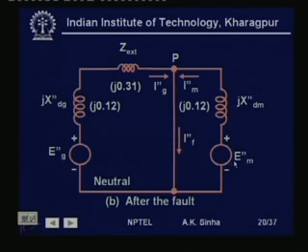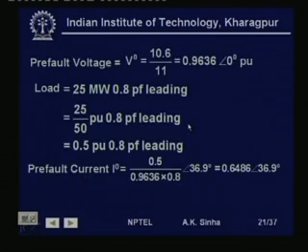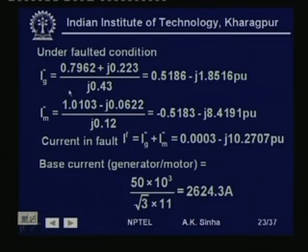I g double dash, and E m double dash divided by J 0.12 is going to give us I m double dash. So, we can calculate I g double dash like this, comes out to be 0.5186 minus J 1.8516 per unit, and I m double dash similarly comes out to be minus 0.5183 minus J 8.4191 per unit, and the fault current is going to be I g double dash plus I m double dash. This comes out to be 0.003 minus J 10.2707 per unit.